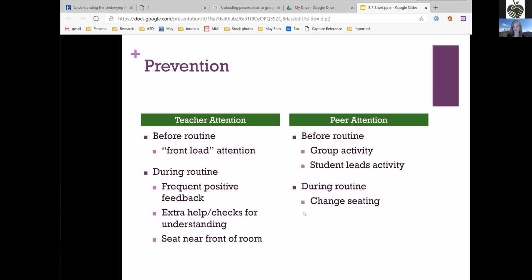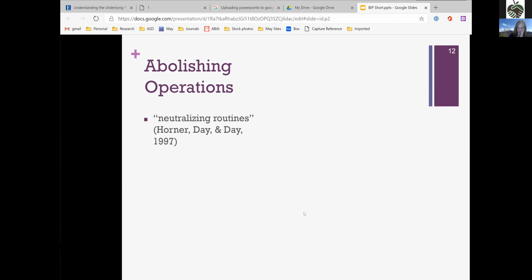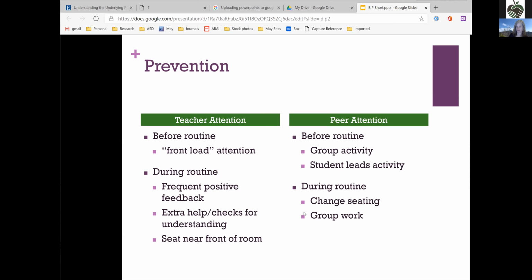During a routine, changing seating. So if there are 3 kids that struggle, maybe you separate them, have them not sit near each other. You can also do more group work for kids whose behavior is really peer motivated. They might work better in a group.